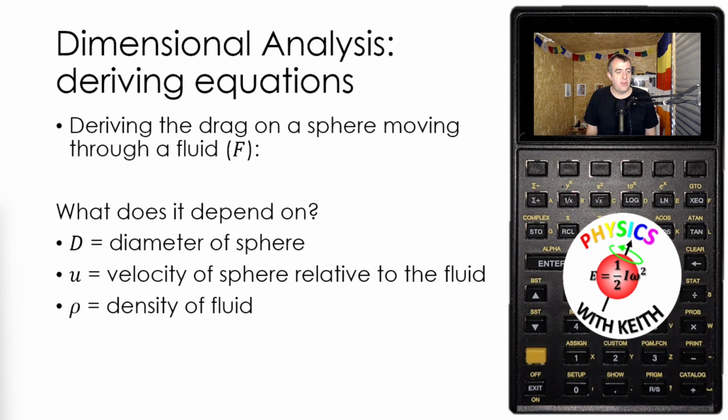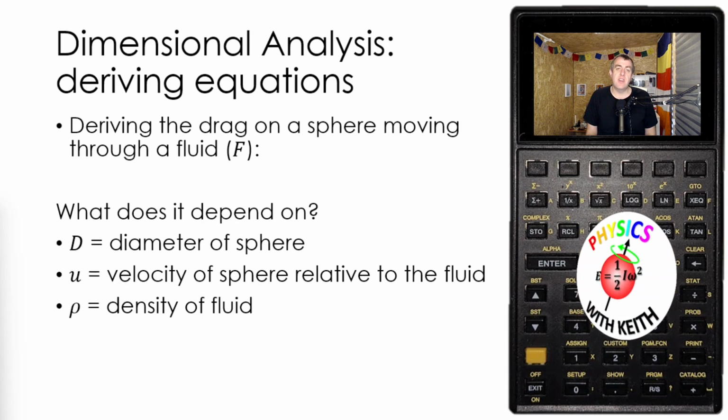Right, so here's a fun use of dimensional analysis: deriving equations. So if we want to derive the drag, the fluid drag, on a sphere moving through a fluid. So it's like air resistance, but it might not be air resistance. It might be water resistance or oil resistance, or it could be air resistance. We have to first of all think, what does it depend on? Well, it depends on probably the size of the sphere. Maybe we can say area, maybe we can say diameter, it doesn't really matter. Probably it depends on how fast the sphere is moving relative to the fluid, and the density of the fluid might have some effect? We think that's what it depends on.